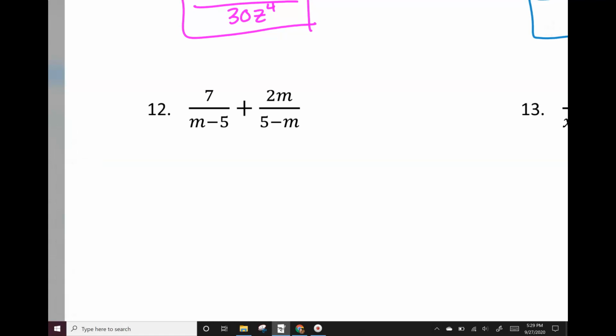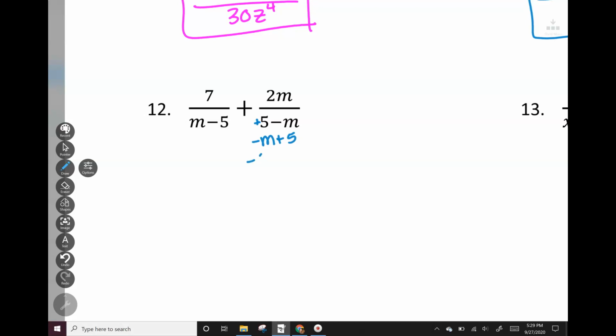So if I actually just switch these two terms on the second denominator, that would be negative m plus 5, right? The sign in front of the m would go with it, and the 5 is positive. So these are very close to matching. How about if I factor out the negative on the negative m plus 5? So that would become negative m minus 5.